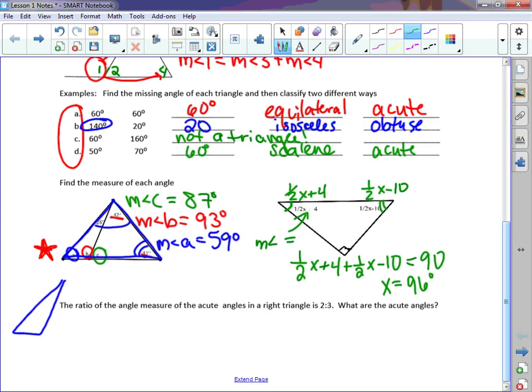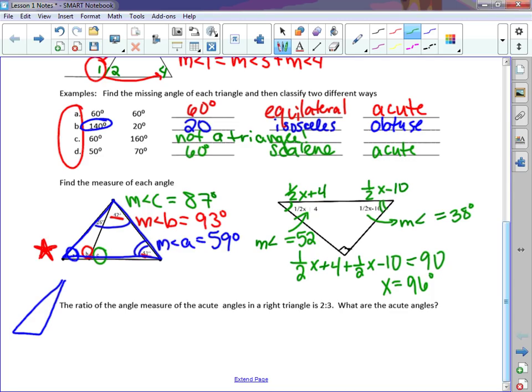Measure of this angle, what is that? Good, 52, and Anthony, go and give me that other one. 38? Do we agree with this? Very good.